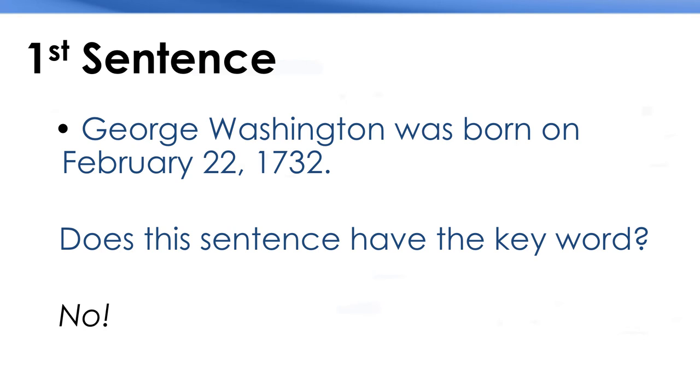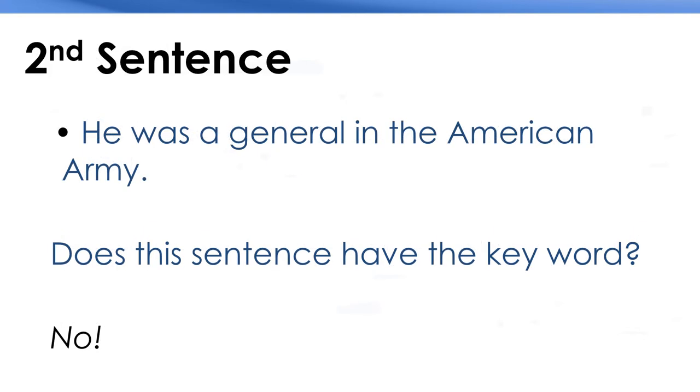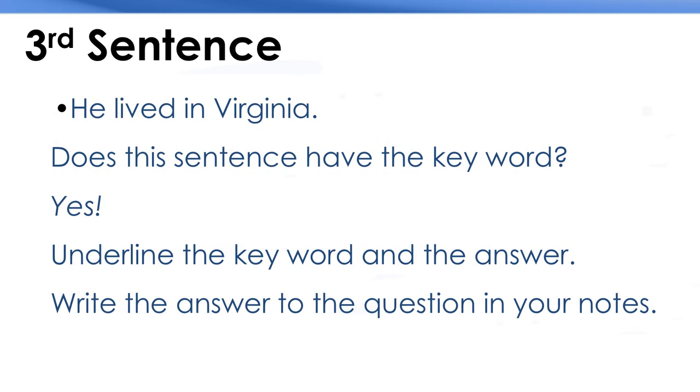First sentence. George Washington was born on February 22, 1732. Does this sentence have the keyword? No. Second sentence. He was a general in the American Army. Does this sentence have the keyword? No. Third sentence. He lived in Virginia.